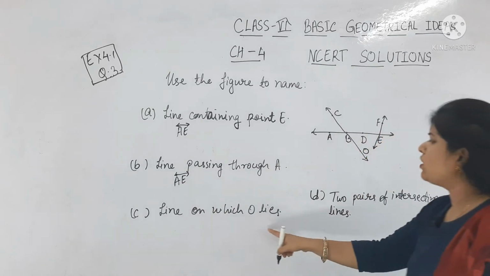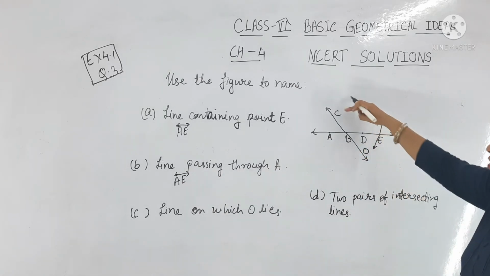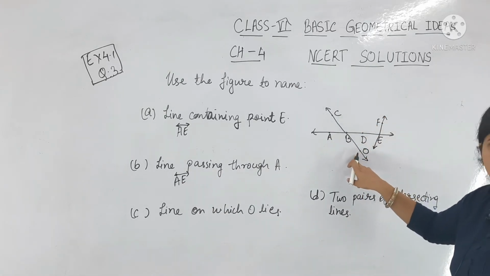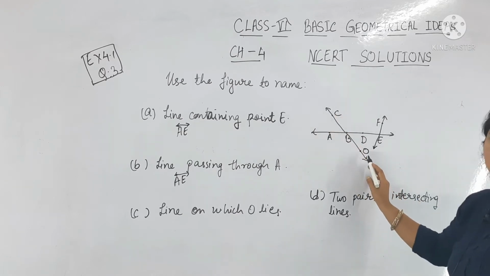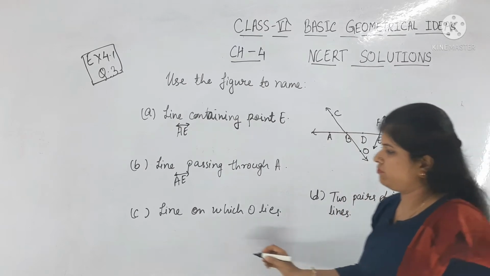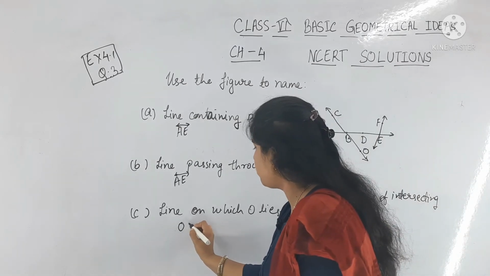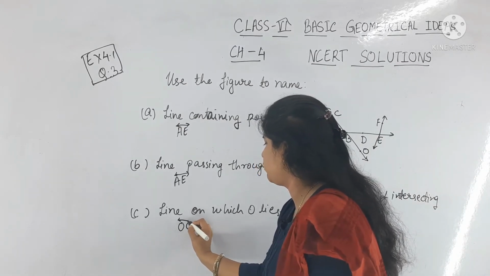Like this, the line on which O lies. So this is also a line in which O lies. This is point O, and this is one line. So what is the line? OC, or CO, whatever you want, you can write it.